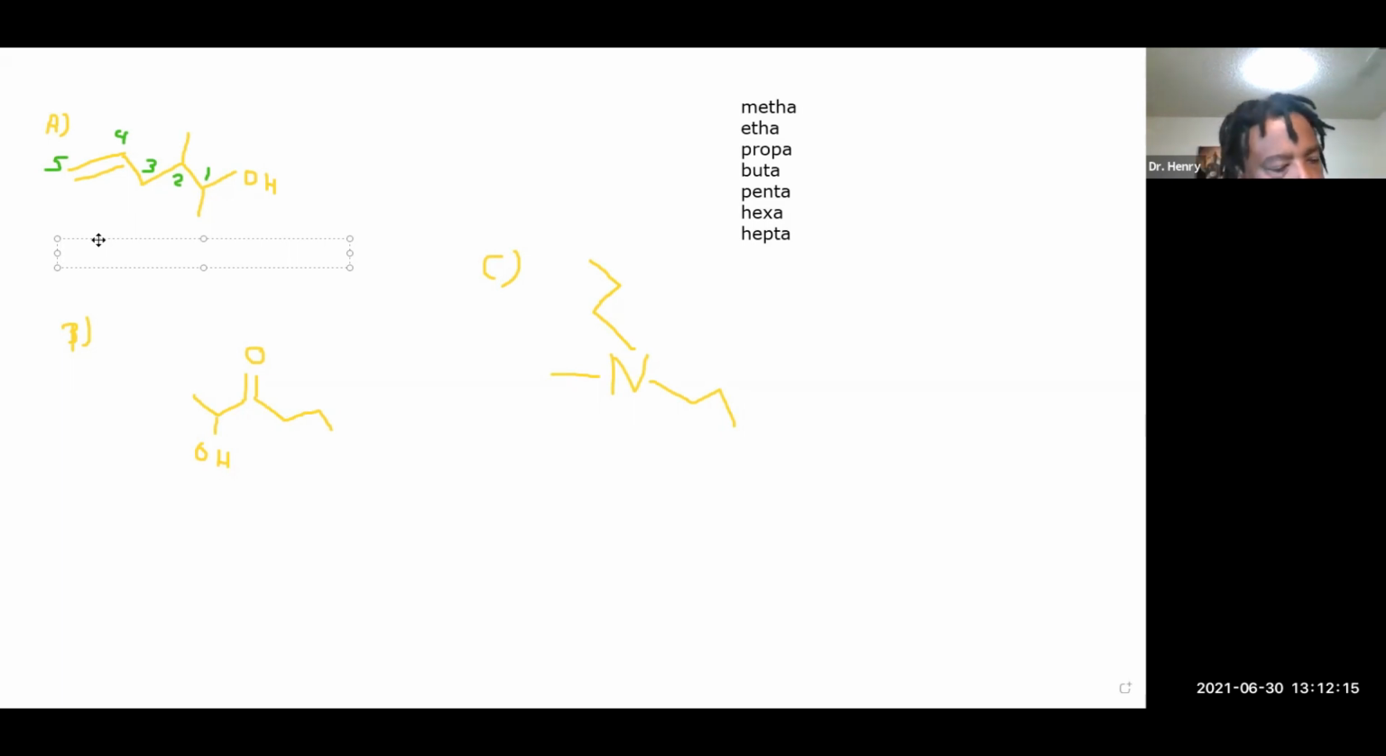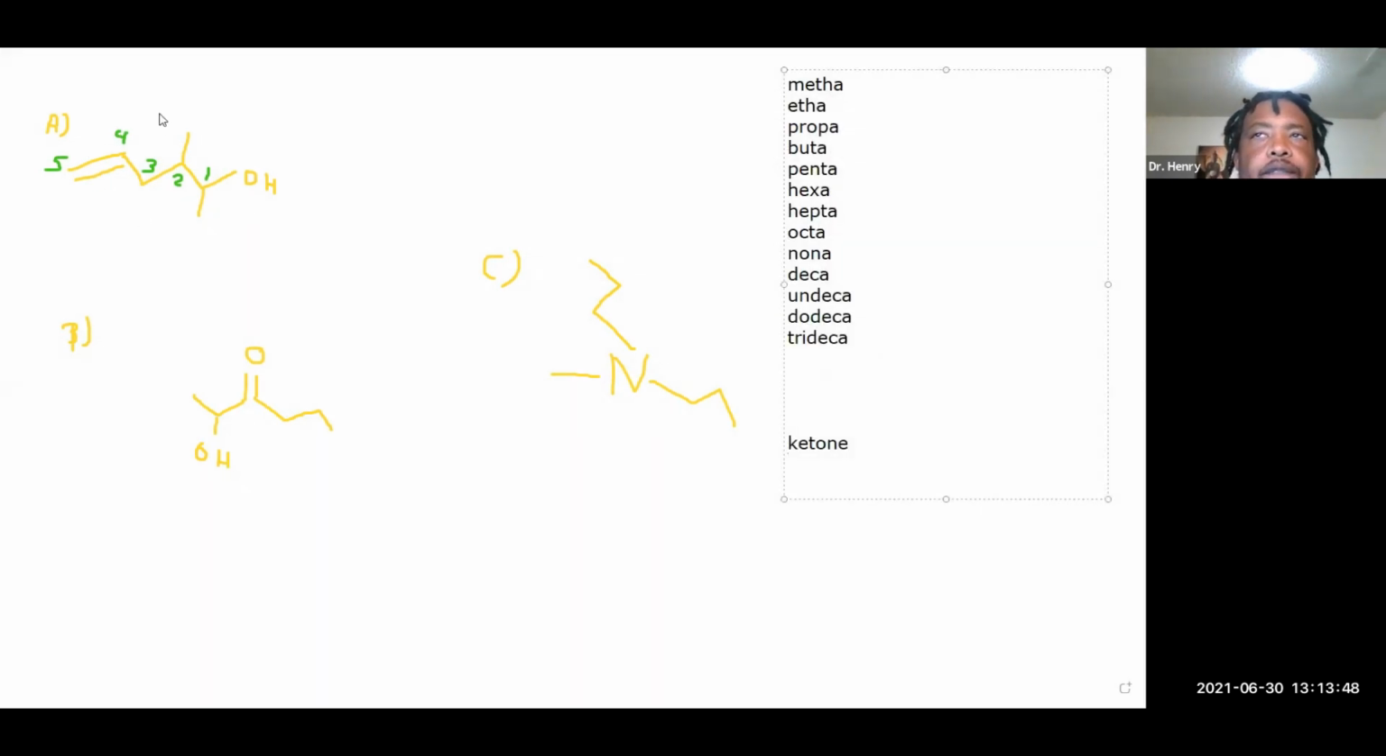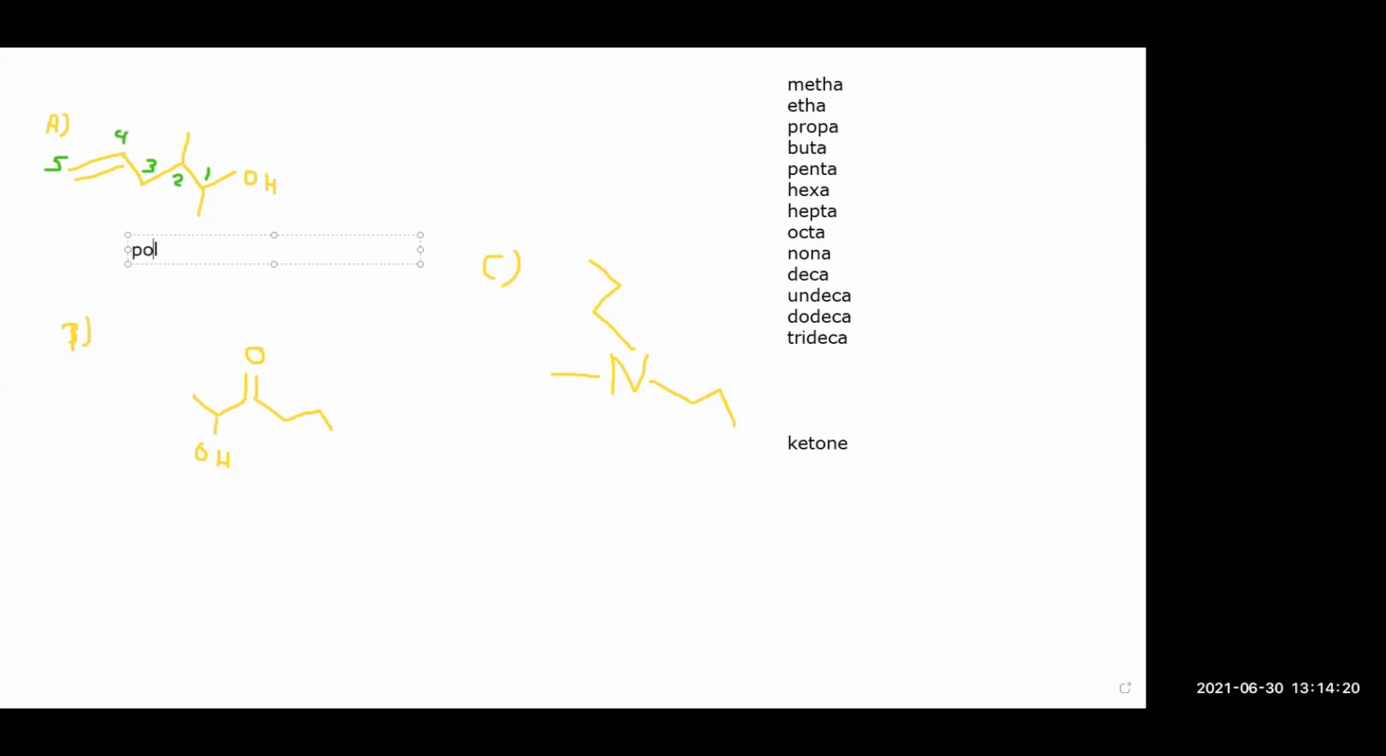So what are we going to do next? What is the main functional group for A? Alcohol. That is correct. So the alcohol is the main functional group. So what should be the last name? OL. Okay, it's going to be an OL at the very end. Since it's 5 carbons, penta.